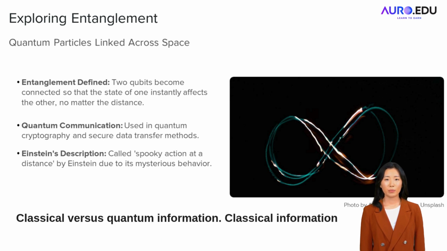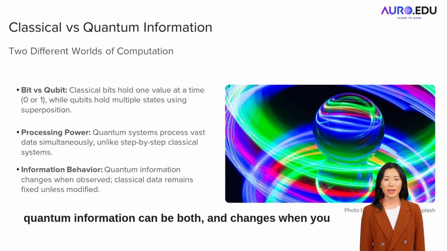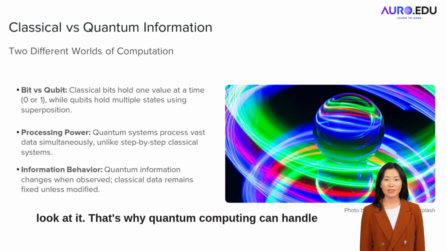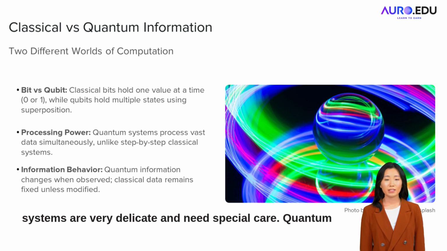Classical versus quantum information. Classical information is fixed. It's either 0 or 1, but quantum information can be both, and it changes when you look at it. That's why quantum computing can handle way more data at once. But it also means quantum systems are very delicate and need special care.